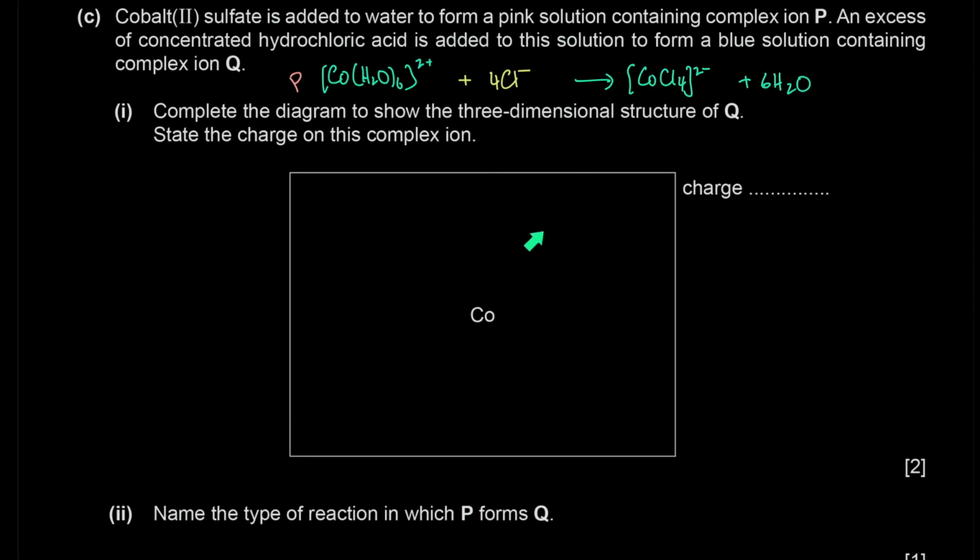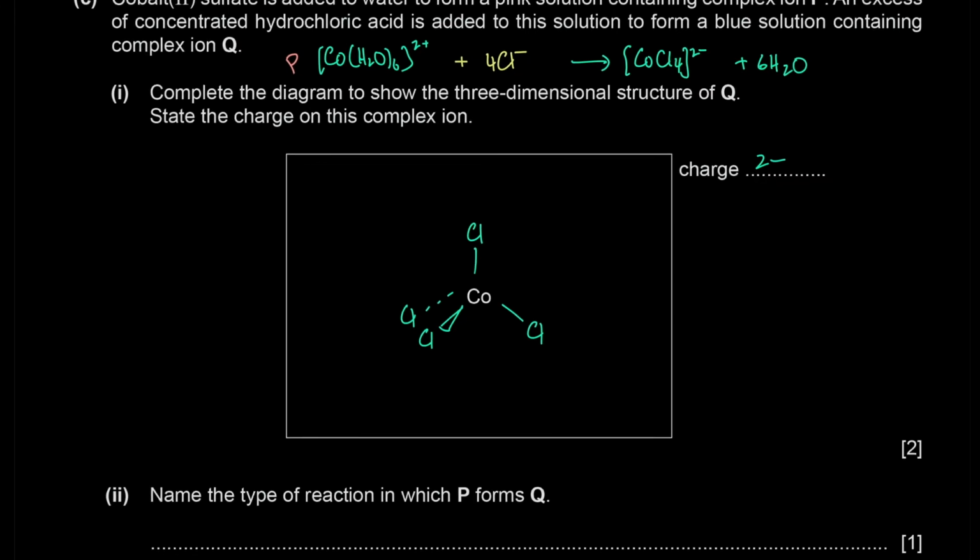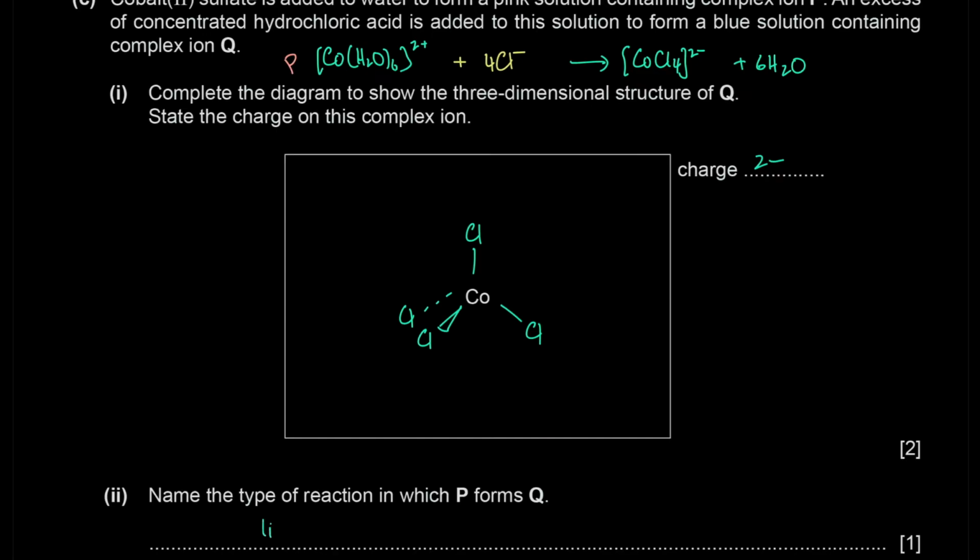If you remember, cobalt-2 chloride has a tetrahedral shape. So the shape over here looks like this, and the charge on this complex ion is 2 minus. The type of reaction taking place over here is ligand exchange.